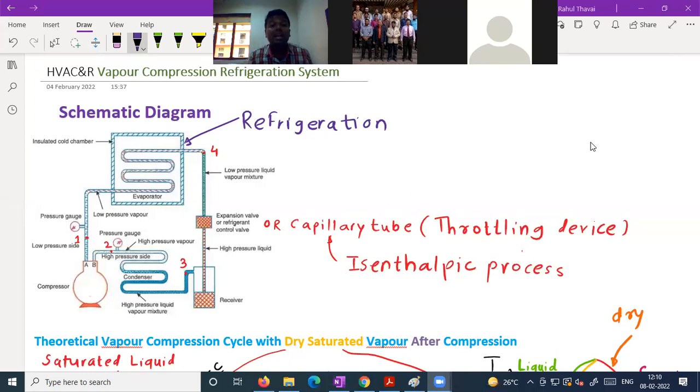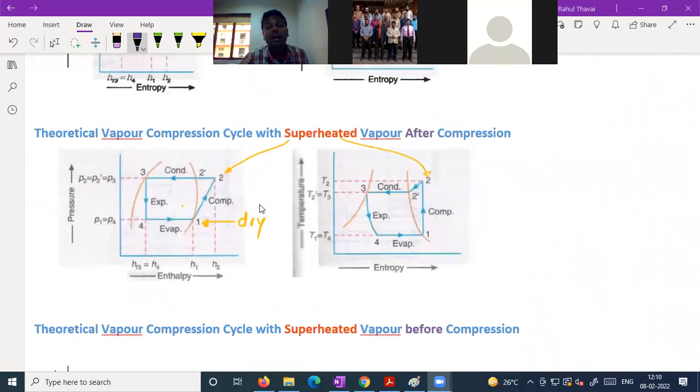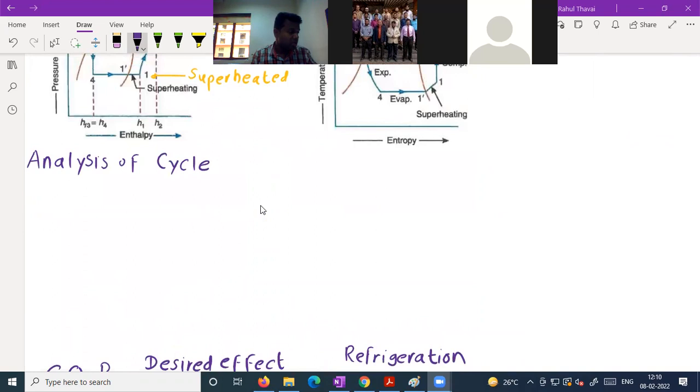That means we are getting the refrigeration effect, in the evaporator, because the refrigerant gets evaporated. So see all of you, how to determine that refrigeration effect. I'll just mention here: refrigeration effect. How to determine the refrigeration effect?